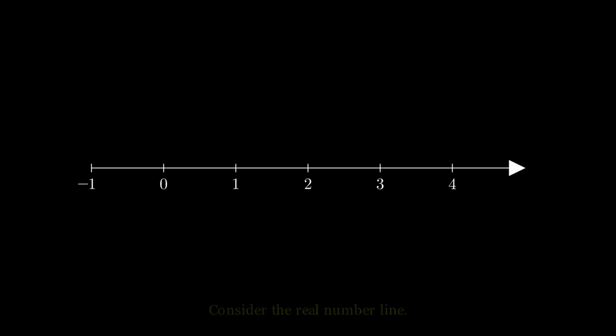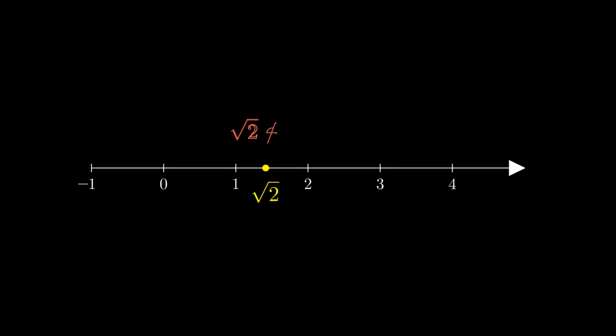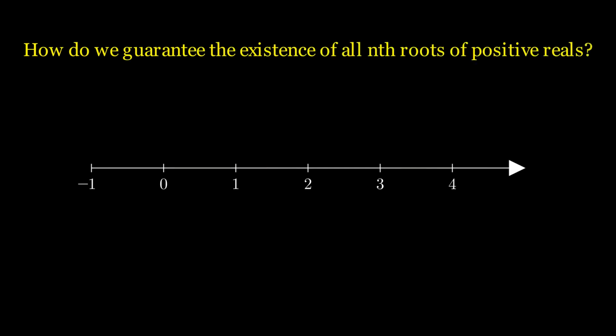Let's begin by visualizing the standard real number line. We are all familiar with specific irrational values, like the square root of 2 shown here. We know for a fact that this value is not rational, and yet, because the real line is complete, we know this value must exist precisely at this point.